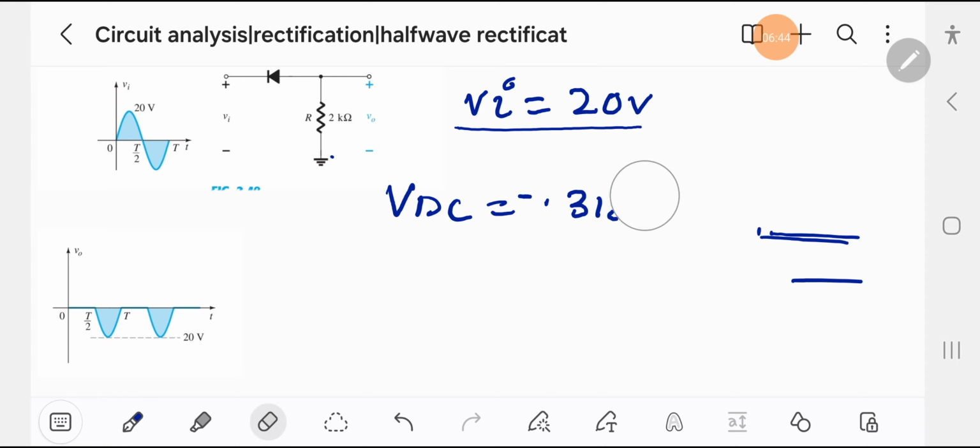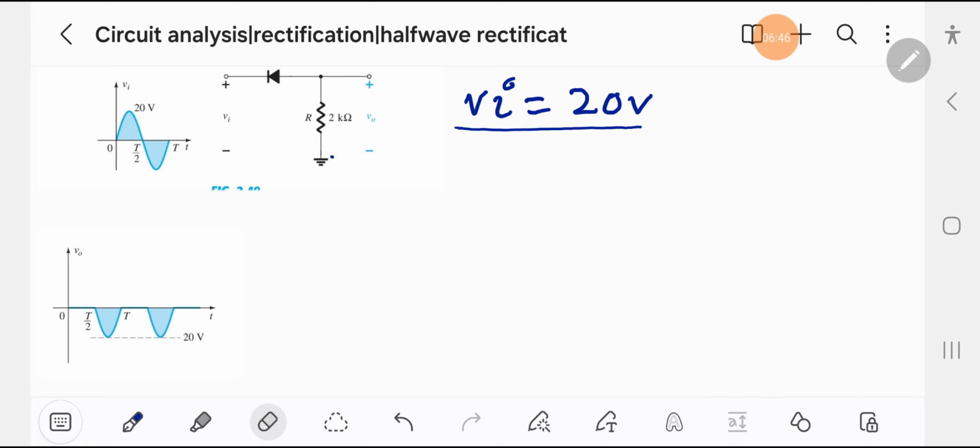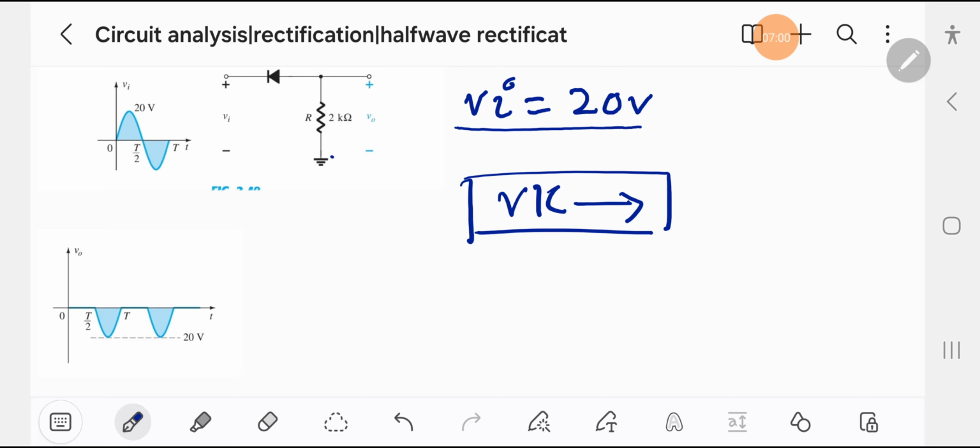In many cases we actually do not consider this value, but when we go for a deeper, more realistic calculation, we use this value.